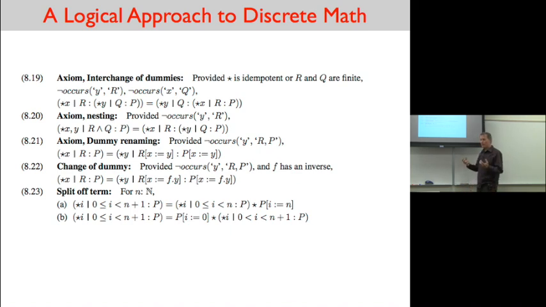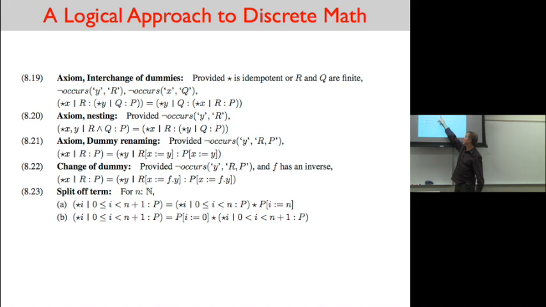It would be a different y. So that's why we have that proviso. And similarly, the other way around, right? So the other proviso is that x cannot occur in Q.